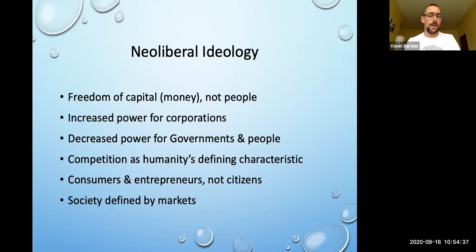So we see increased power for corporations, and the flip of that is decreased power for governments, and therefore people, as governments are there supposedly to serve people. Another belief that characterizes this ideology is the rule of the market. So the bottom bullet point here is society defined by markets, and linked to that is us people seen as consumers and entrepreneurs, not citizens.